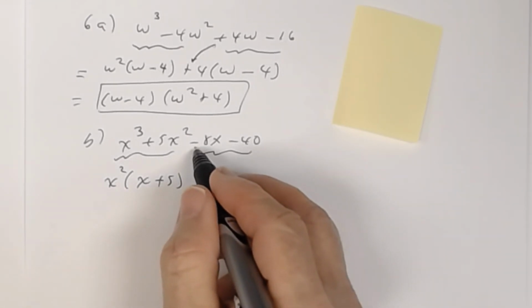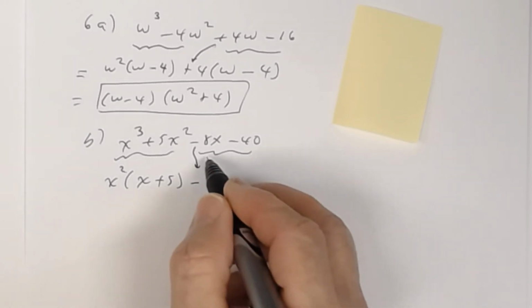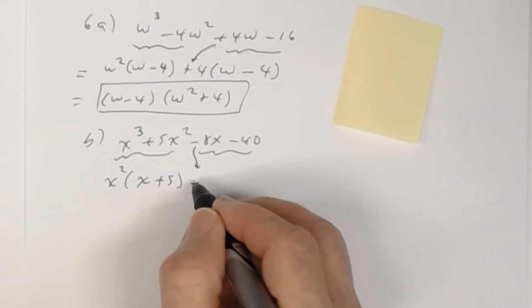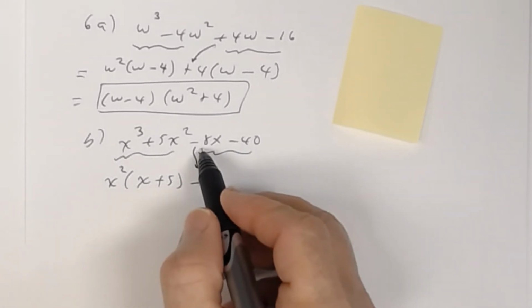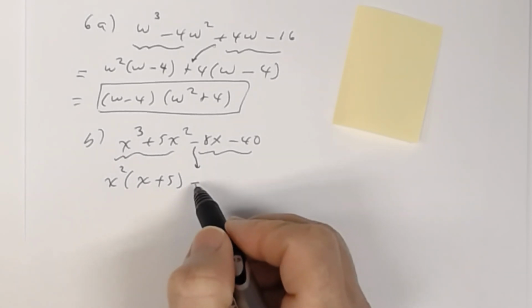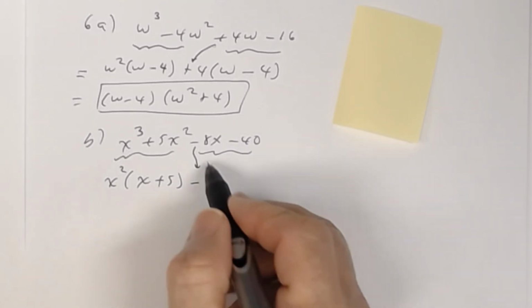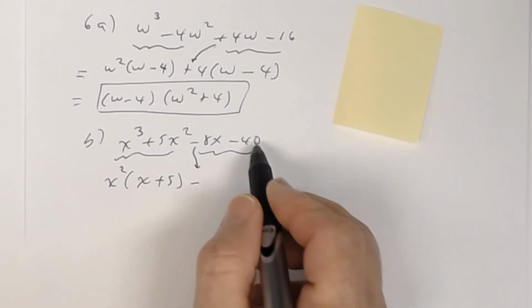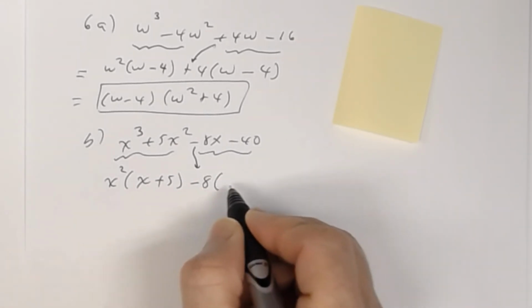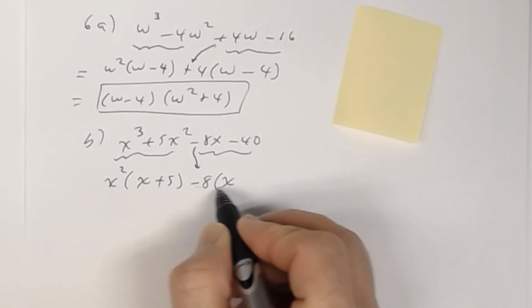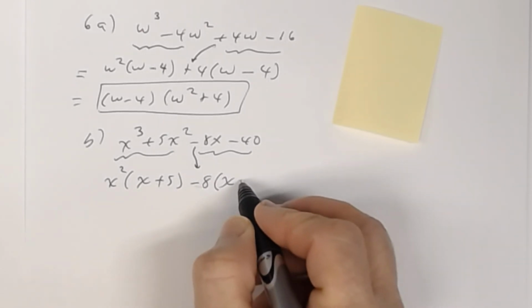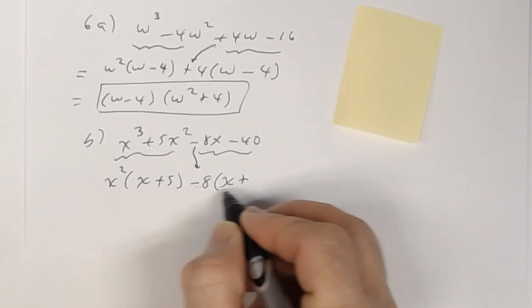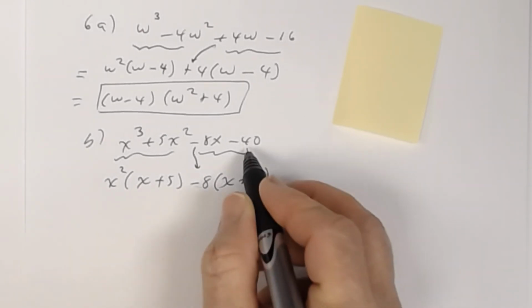Now, over here, remember you're going to factor out a negative GCF. Always factor out that middle sign. So in this case, it's negative. So you're going to factor out a negative 8 here, because the GCF here is 8. So negative 8 times x gives us negative 8x. And then negative 8 times a positive 5 gives us a negative 40.